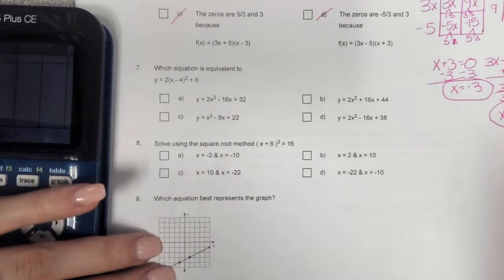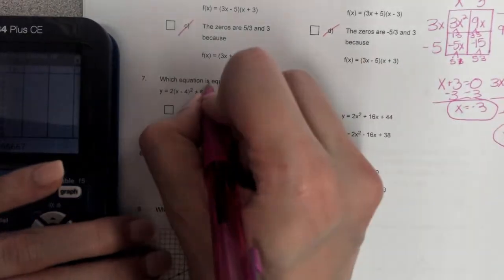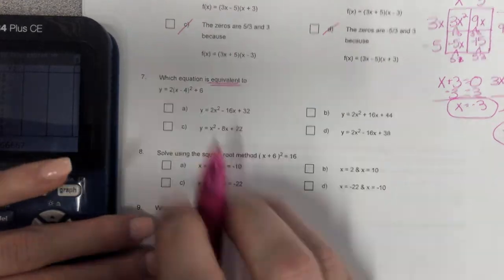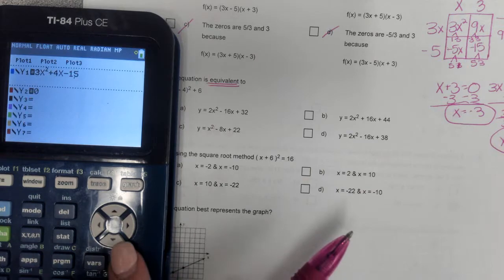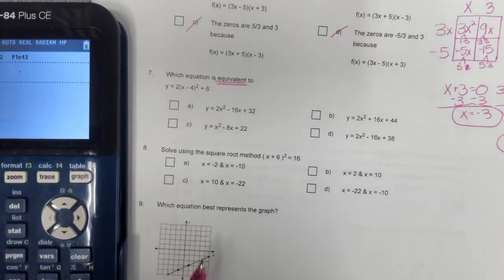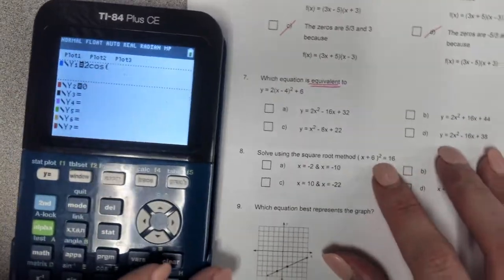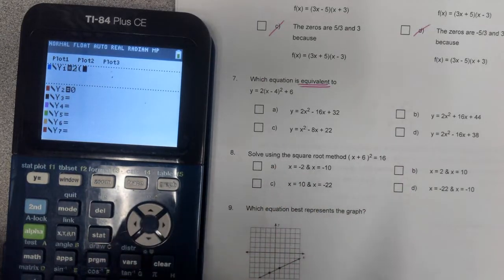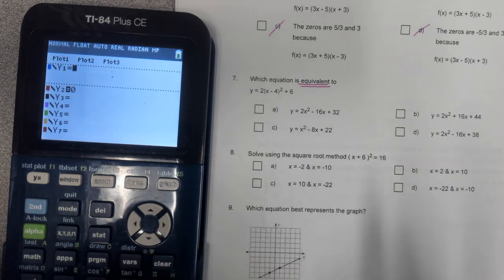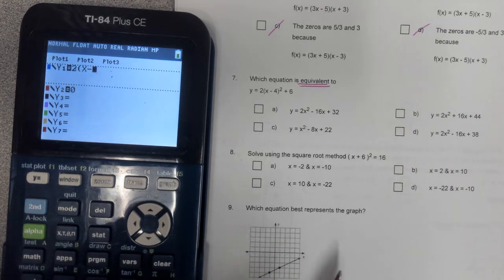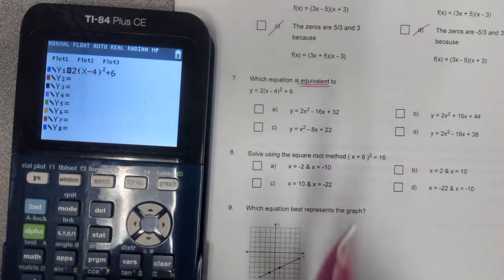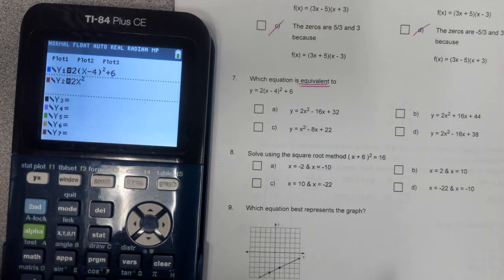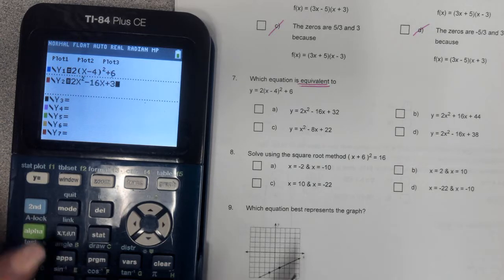Which equation is equivalent? Anytime you see the equivalent, SES, calc, you can put this in Y1 and the answer choice in Y2 and see which ones are the same. So we've got 2 parentheses, x minus 4 squared plus 6. And we want to see if it equals this answer choice. So 2x squared minus 16x plus 32.